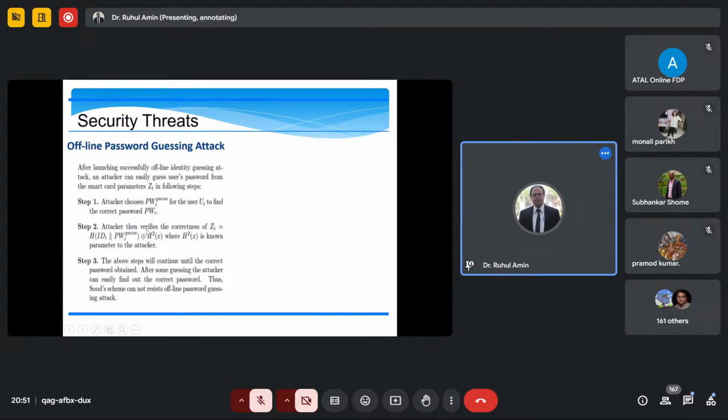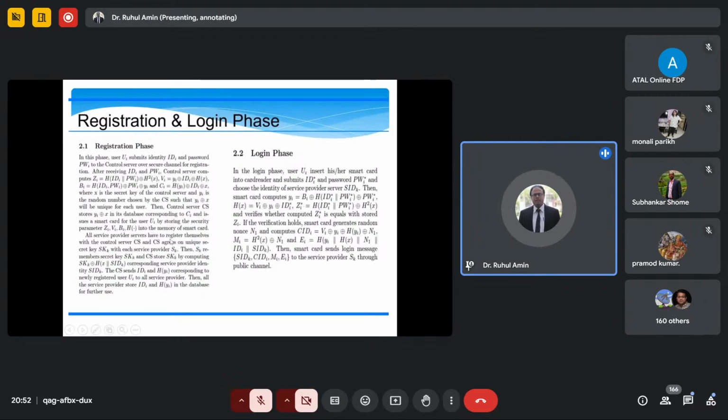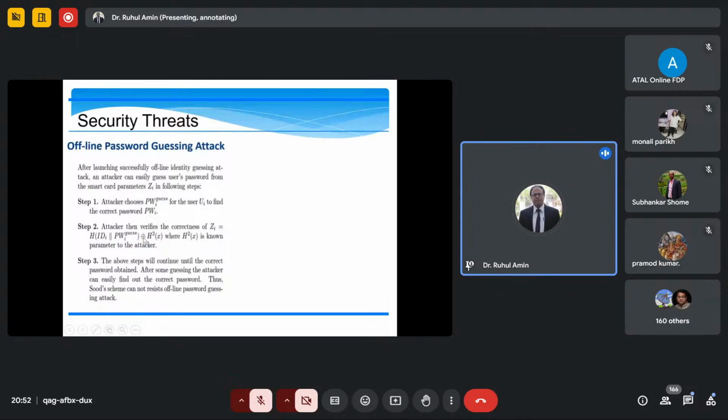In a similar way, for example, there is an equation like Zi equals H of identity, PWI guess, and H two times of the hash function. So here you can see the Zi value. From this equation, the identity is already known to the attacker, this value is also known, and from that it tries to guess PWI. PWI means the password, right?